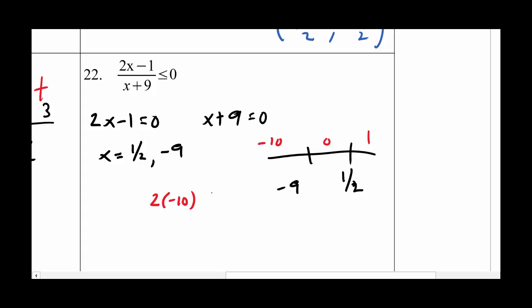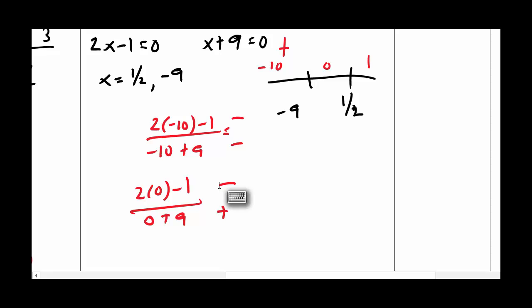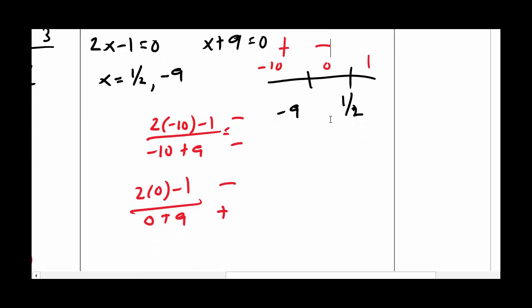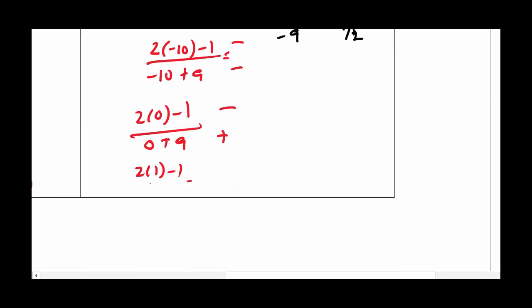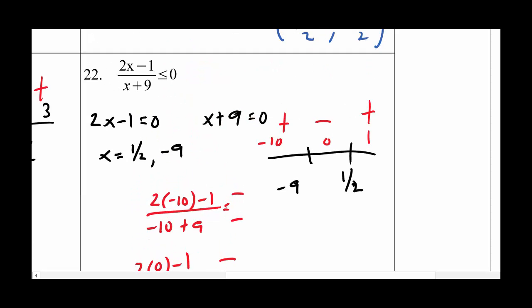So 2 times -10 minus 1 over -10 plus 9. And up top I get a negative and a negative, so that's a positive y value. If I evaluate it at 0, so 2 times 0 minus 1 over 0 plus 9, I get a negative up top and a positive in the denominator, so I get a negative result. And then we'll do the 1. So 2 times 1 minus 1 over 1 plus 9. So I get a positive, which means my y values are positive again.